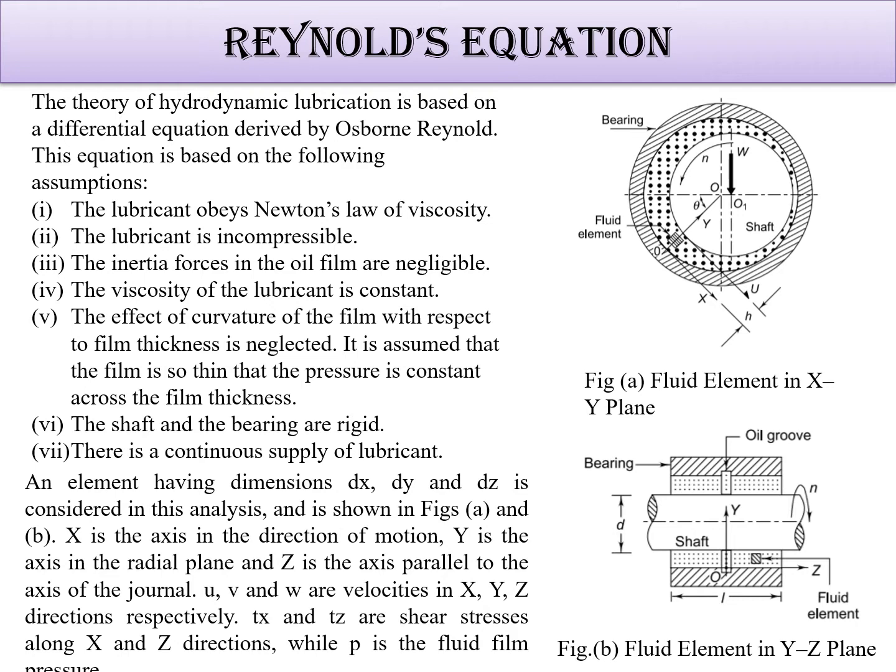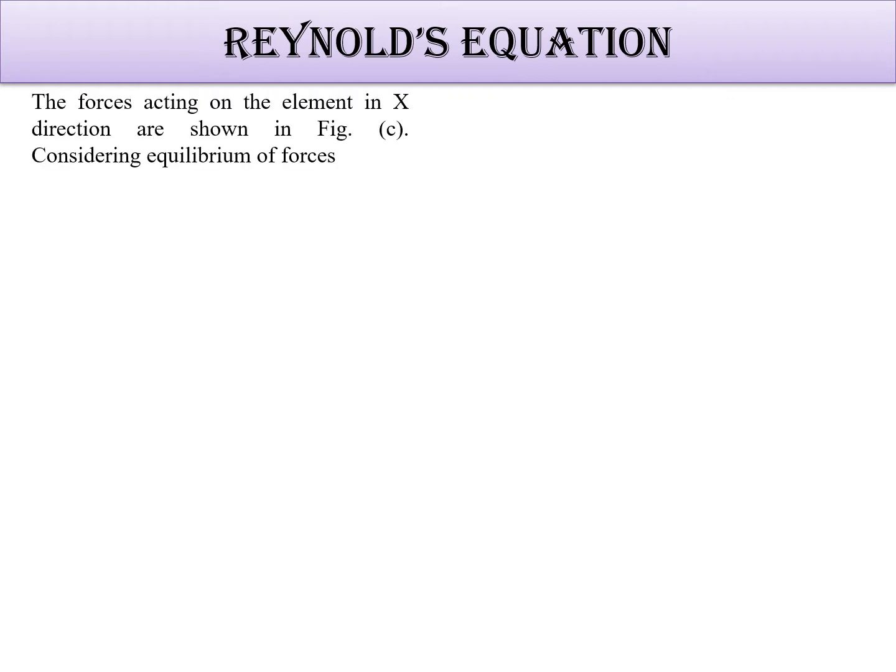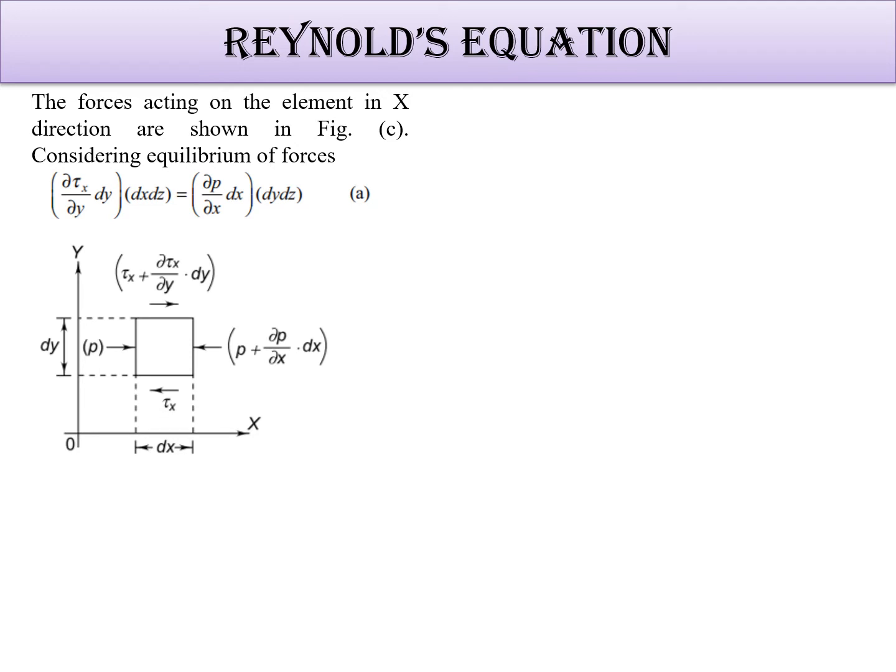Now, tau x and tau z are the shear stresses here. P is the fluid film pressure. Now let's see. The forces acting on the element in the X direction are shown in figure C, which we have seen. So, considering the equilibrium of forces, this is the figure C where the equilibrium of forces is shown.